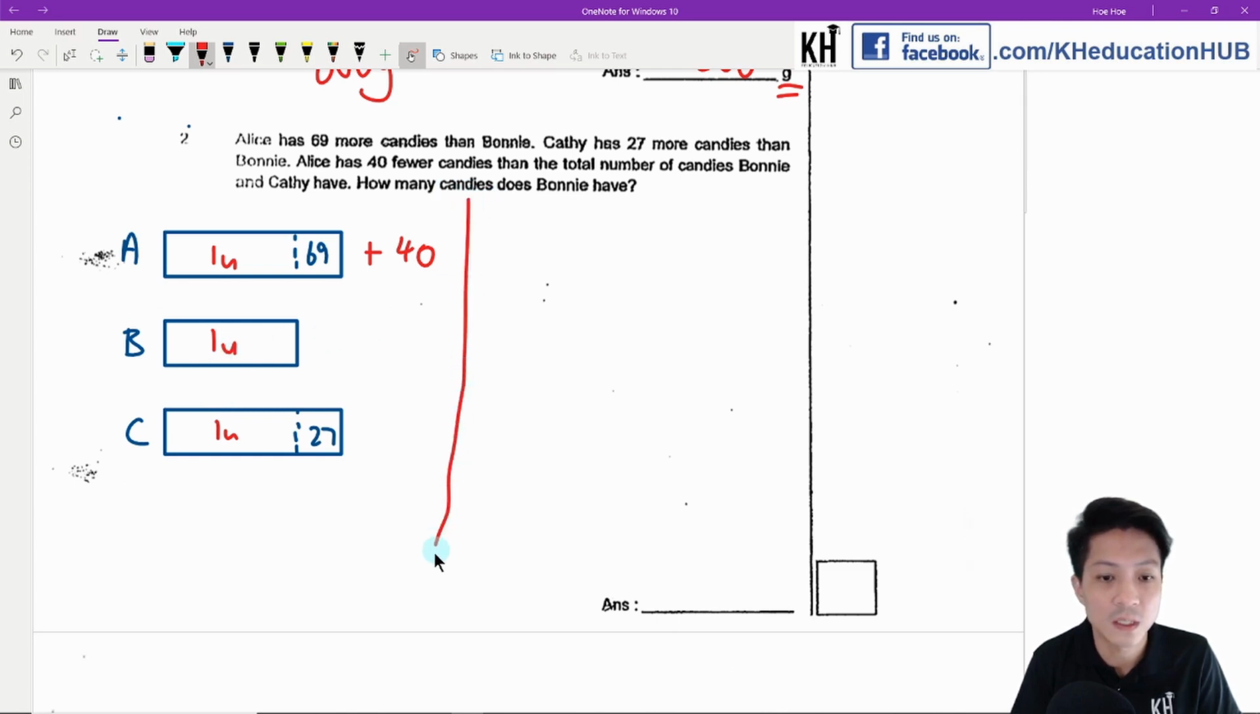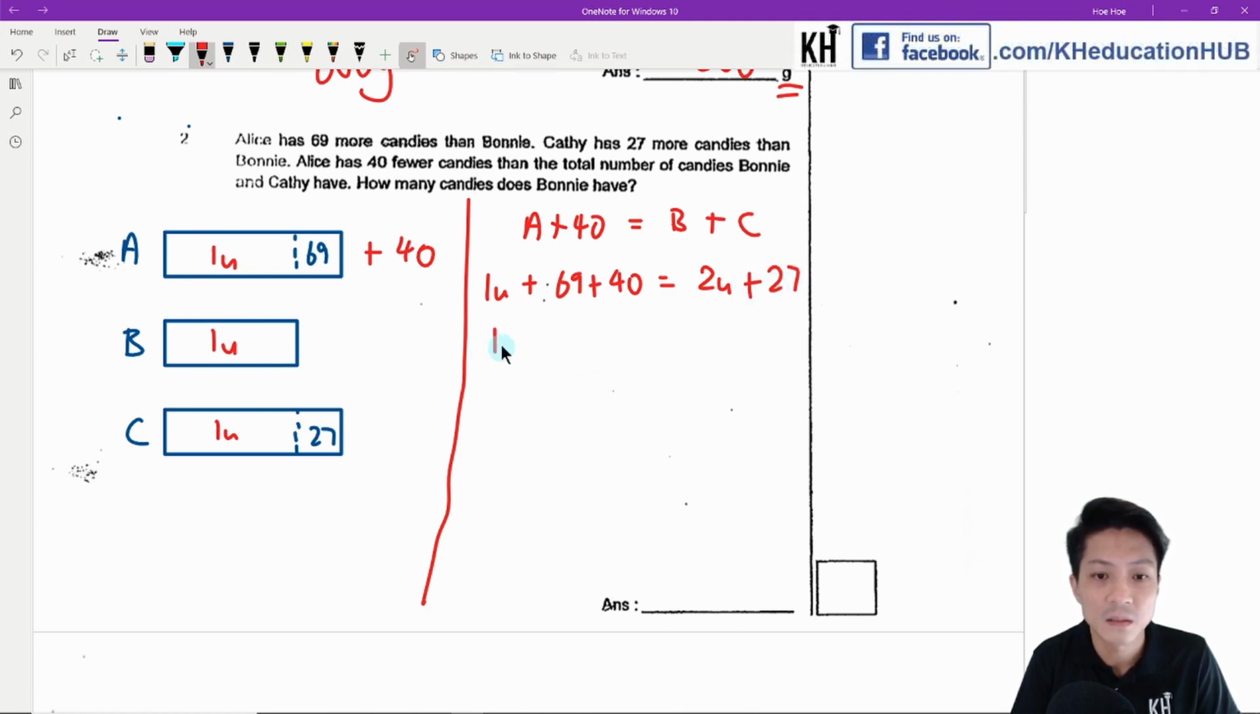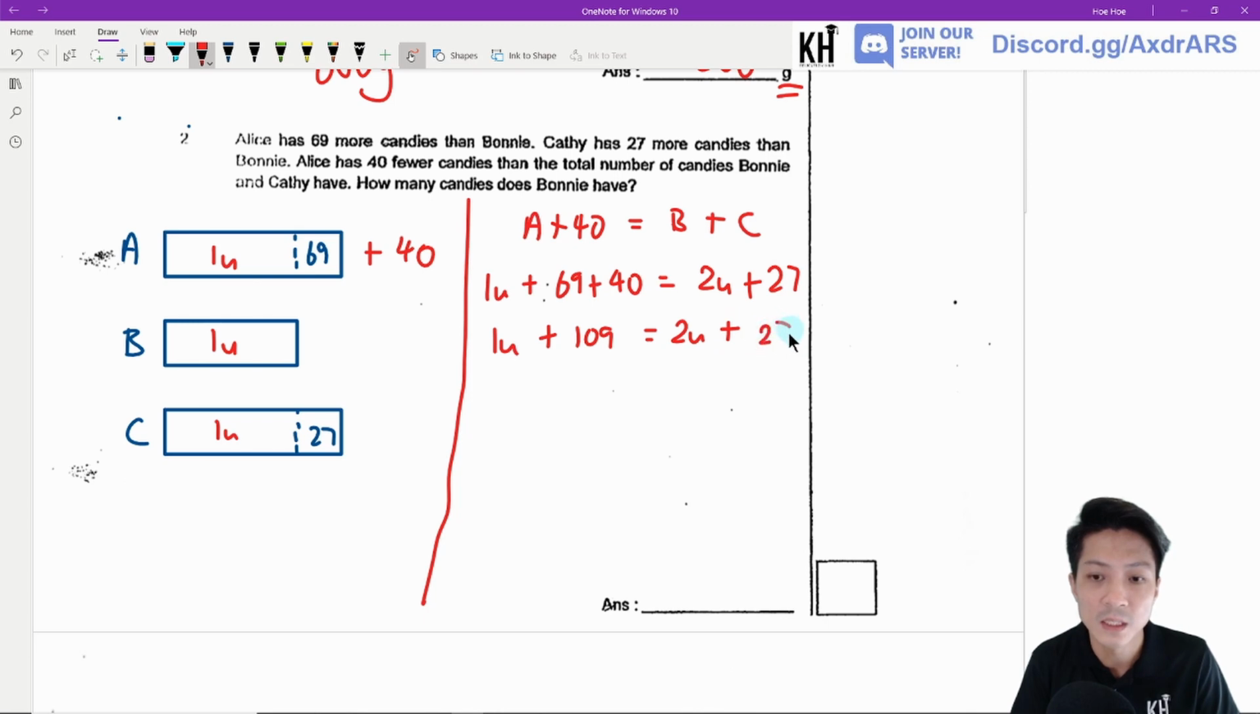Now that I have this in mind, I don't need to draw the model anymore, because I know that Alice's share plus another 40 will be equal to Bonnie's share plus Katie's share, right? So 1 unit plus 69 plus 40 is going to be equal to 2 unit plus 27. From here you know that 69 plus 40 is 109, which equals 2 unit plus 27.